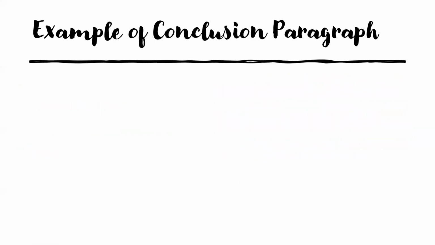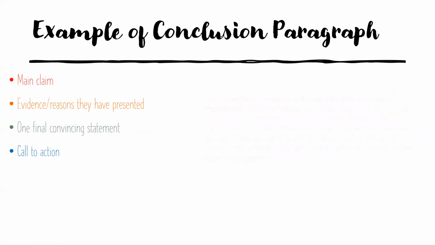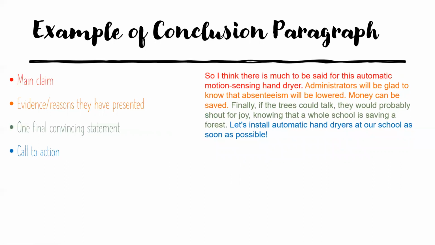Let's look at one more. This one will have a main claim, evidence and reasons they have presented, a final convincing statement, and a call to action. So I think there is much to be said for this automatic motion sensing hand dryer. Administrators will be glad to know that absenteeism will be lowered. Money can be saved. Finally, if the trees could talk, they would probably shout for joy, knowing that a whole school is saving a forest. Let's install automatic hand dryers at our school as soon as possible.